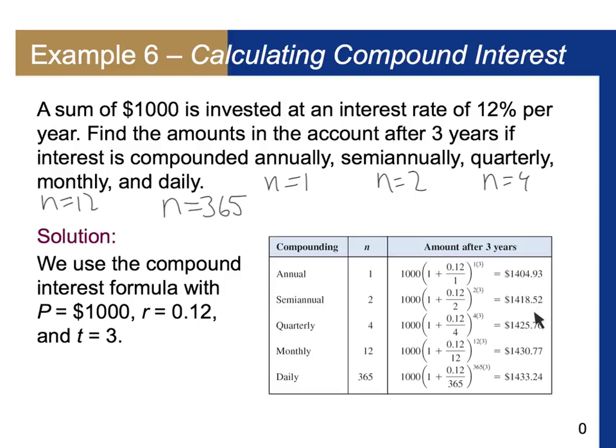But notice as we get closer and closer to daily, it kind of levels off a little bit. It goes up here and here, and it goes up here. But as we get from monthly to daily, it only goes up a little bit more. So as we compound interest more and more often, it sort of levels off. It doesn't grow quite as much as you think it would. I'll do another one of these in class, and we'll look at a different scenario where we do the same kind of thing. And then in section 4.2, we'll look at continuous interest, where we're constantly calculating that interest.